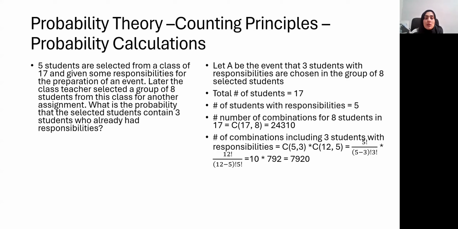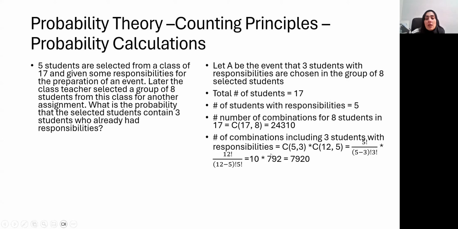And we have to choose 8 students. Now, the event is that 3 of them should come from the subgroup of interest, which is 5 students, which means that if from 8 we subtract 3, we get 5. So 5 students should be selected from the other subgroup. And this is how we calculate it. Here we have C, the combination when we pick 3 students from 5. These are the ones which correspond to the event A. And since the total number of students selected should be 8, we need to complement it with 5 students being selected from the other subgroup, which is 12 students who did not have the responsibility.